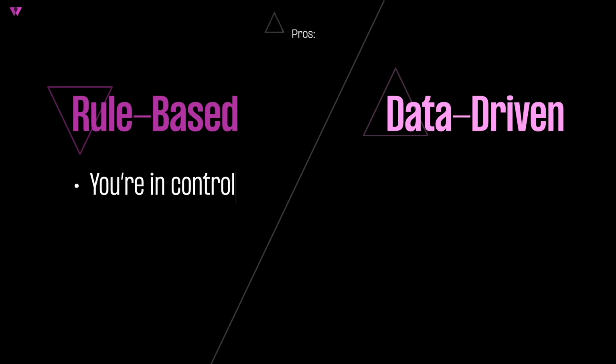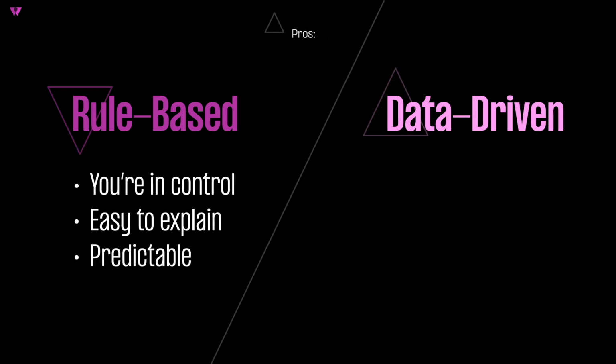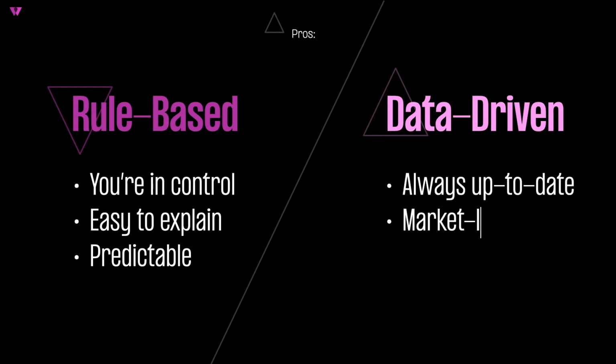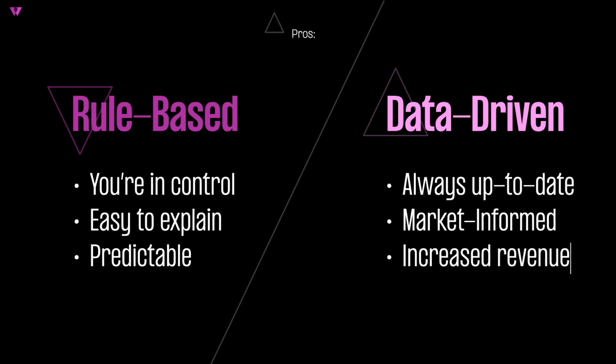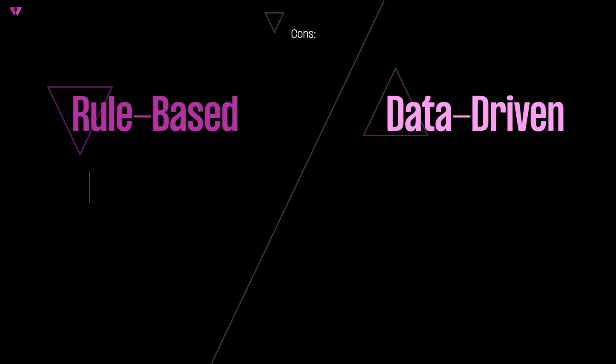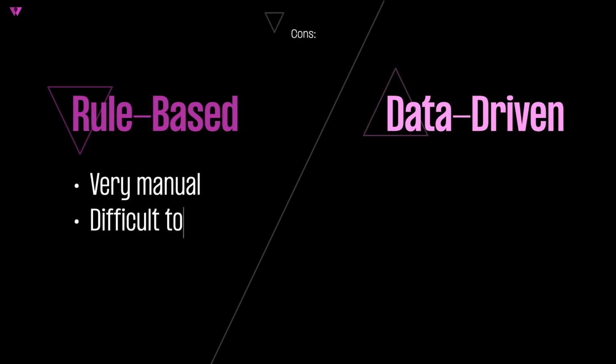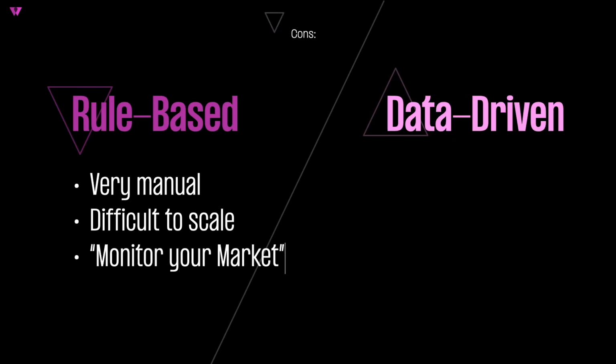So the pros to rule-based, you're always in control. It's easy to explain, should you be doing property management for someone. It's predictable. You always know where your pricing is going to be. Data-driven, on the other hand, is always up to date. It's informed by your market. And it does help increase revenue for folks, especially capturing demand periods when demand is spiking. There have historically been trade-offs about these systems, right? You're probably using one of these today.